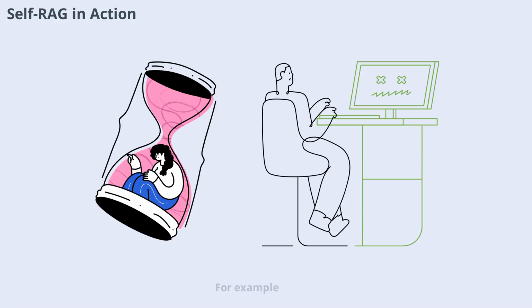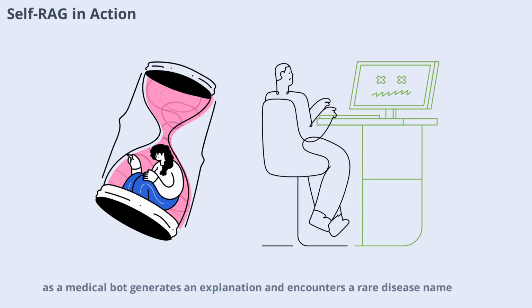For example, as a medical bot generates an explanation and encounters a rare disease name, it outputs a retrieve token. The system pauses, queries a clinical database, injects the new context, and resumes generation with verified facts. This dynamic approach ensures accuracy and up-to-date information in sensitive domains.